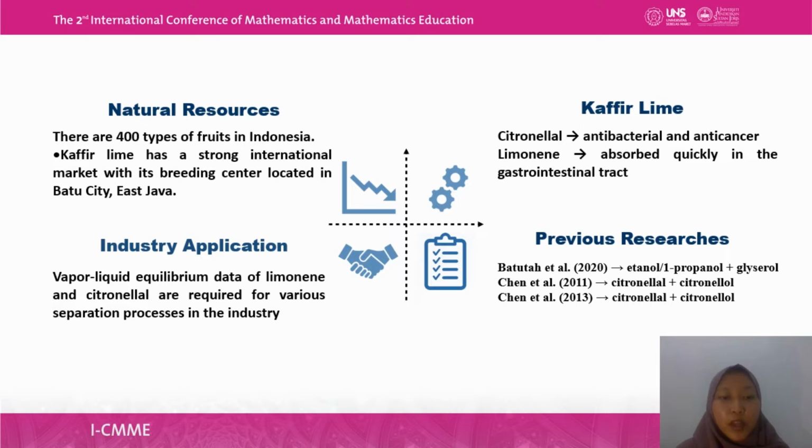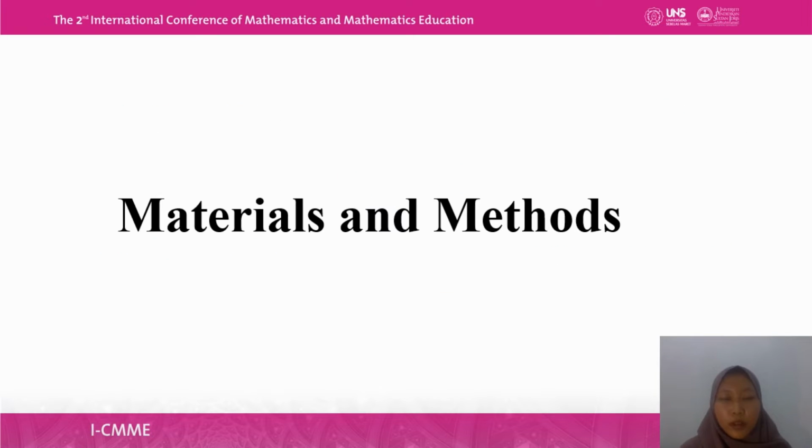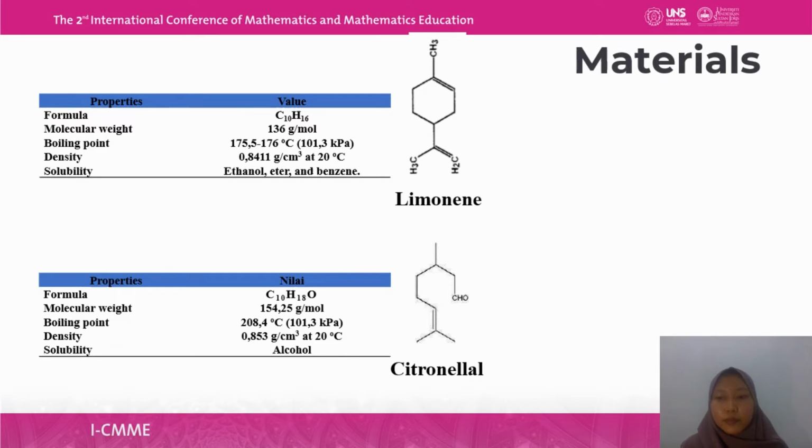So vapor-liquid equilibrium data of limonene and Citronellal are required for various separation processes in industry. Okay, next, materials and methods. There are two materials we needed. For the first, limonene, this is its properties, and then for the second, Citronellal with its properties.